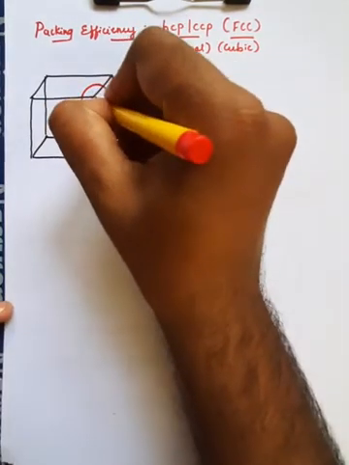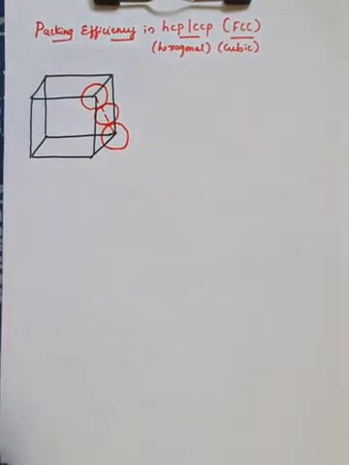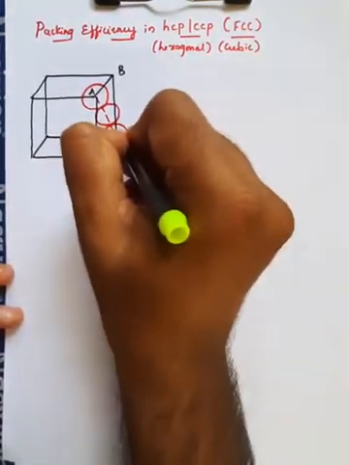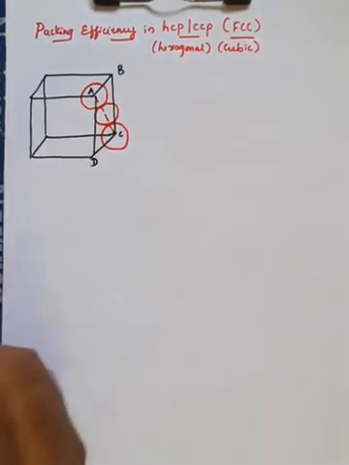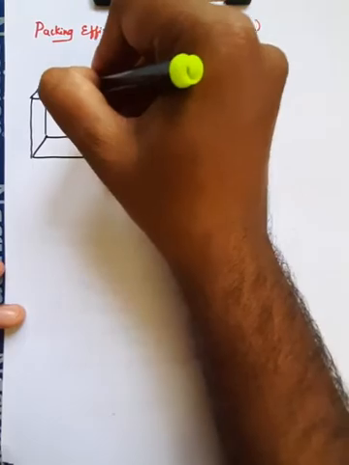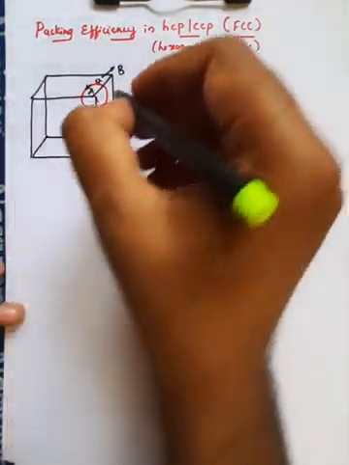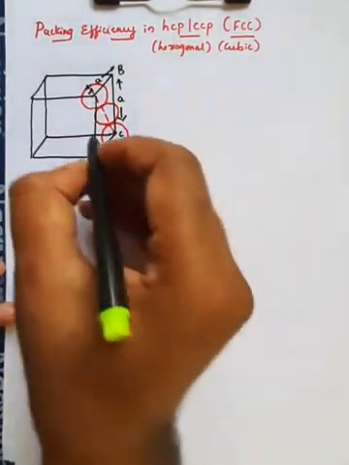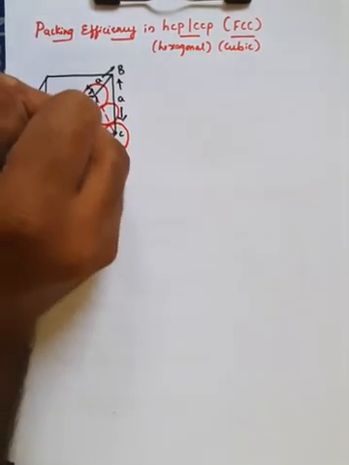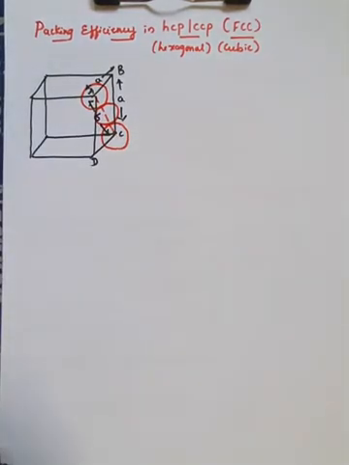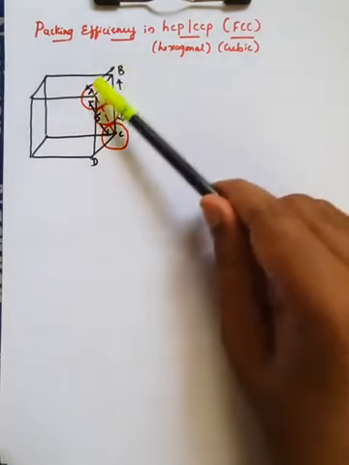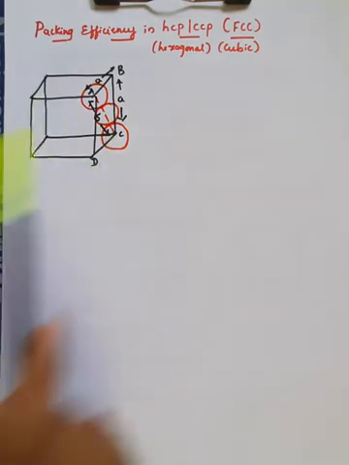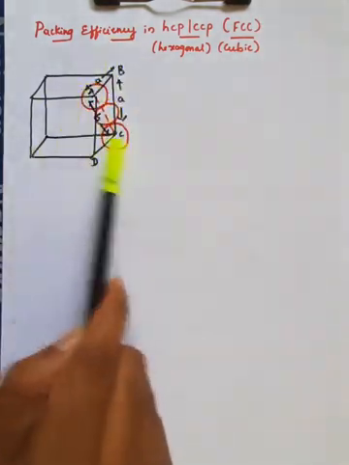So this I can take as a diagonal. I will mark here: this is A, this is B, this is C, and this one is D. Therefore the edge length AB, I will take as A. This edge length is A, and this edge length is also A. But the diagonal has a different length, so I can take it as B. So BC is A, AB is also A, and AC is B.